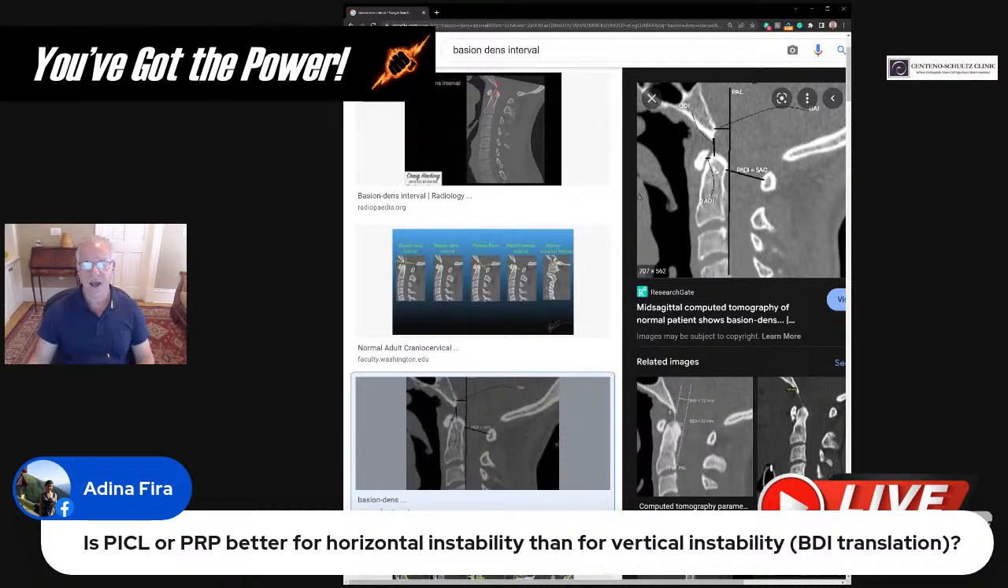Now, if you're talking about vertical instability, that would be that this line or this measurement here, called the BDI, gets bigger with motion. And the only way that's going to be treated is with the PICL procedure. There's no posterior injection that's going to move the needle on that. So I believe that's what you're talking about, a dynamic BDI where it's getting bigger with movement. But if you're talking about something else, please let me know.